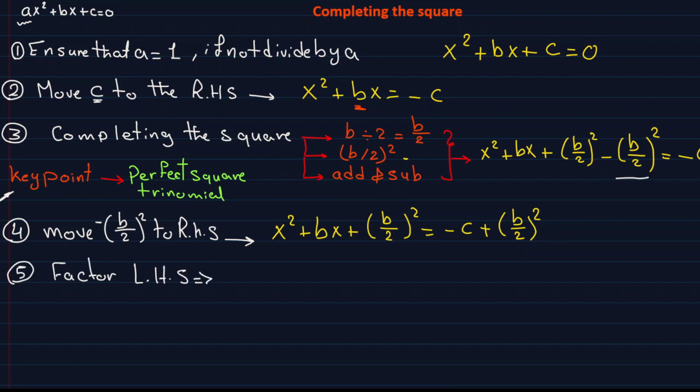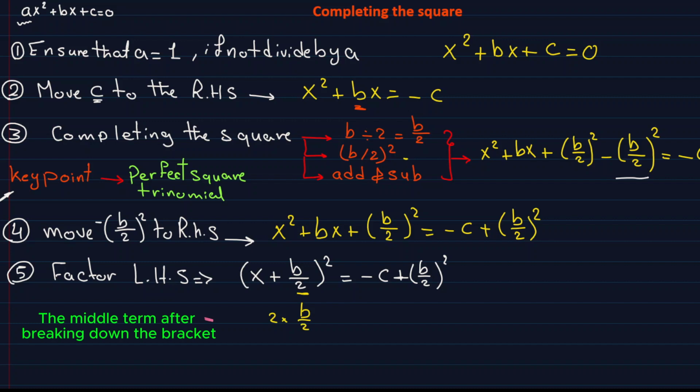Now, since we know our goal is the perfect square trinomial, it is easier for you over here to factorize this, which will be x plus b over 2, all of this squared, equal to negative c plus b over 2 also squared. So over here, if you are wondering about this term, how did I write this over here? If you break down this bracket, you're gonna have 2 times b over 2x, okay? So this 2 will cancel out this 2, then you're gonna be left with only bx.